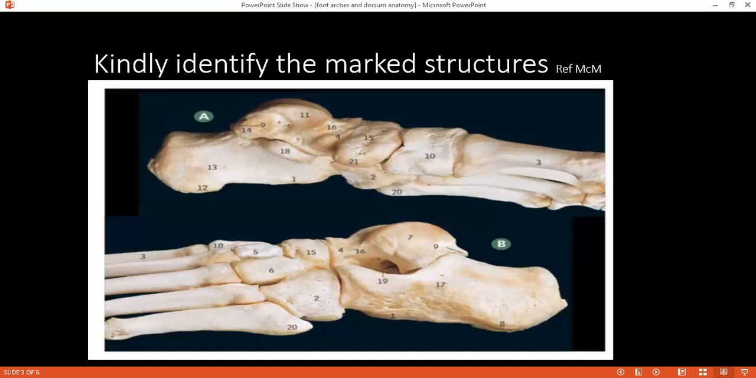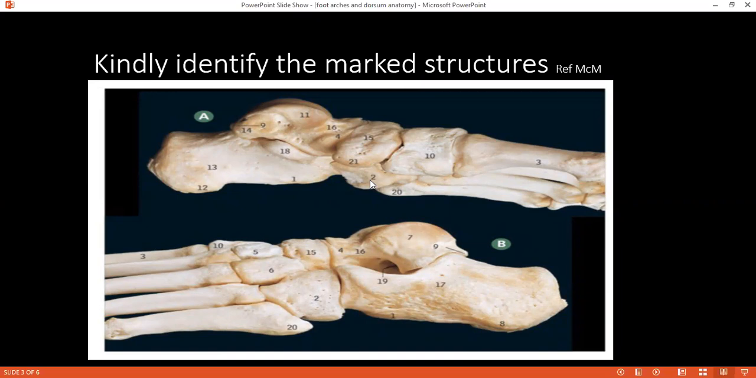Okay, neck of talus. Can you please identify number 4? Number 4 is the head of the talus. Very good. Identify 21, please. Tuberosity of navicular bone. Okay, can you please identify number 2 over here? Number 2 is the cuboid.